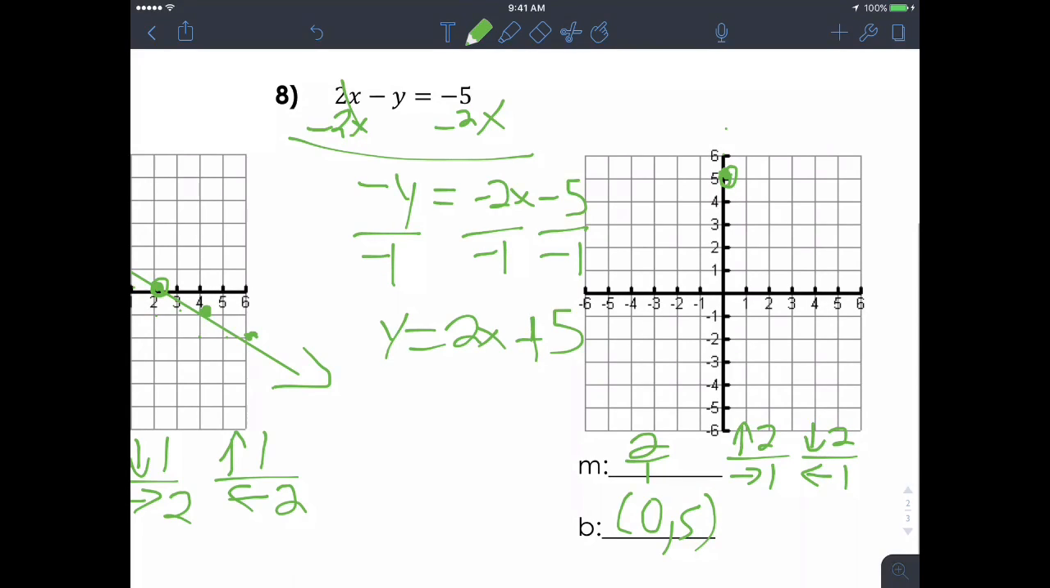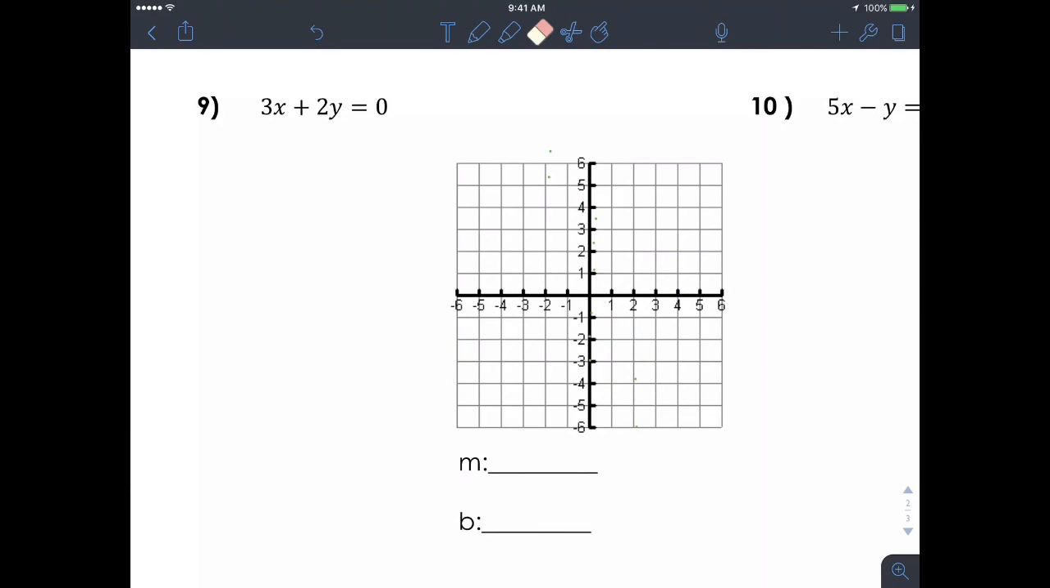Okay? So I'm going to go down 2 units, over to the left 1. Down 2 to the left 1, down 2 to the left 1, down 2 to the left 1, and one more time. So now you can see I can go and connect these dots right here. There is my line. Okay, let's go to the next one. Now go ahead and try this one on your own, and then we'll go over it.